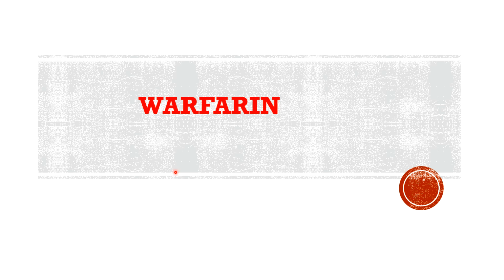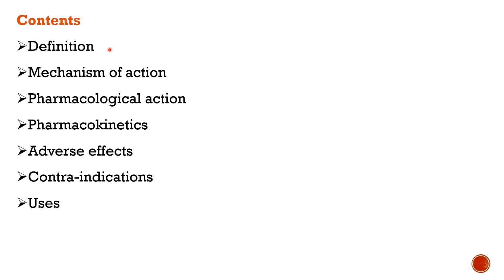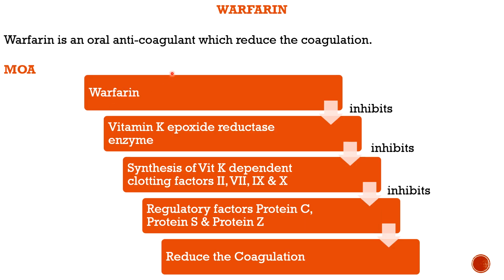Warfarin. Warfarin is an oral anticoagulant which is used to reduce the coagulation. Contents: definition, mechanism of action, pharmacological action, pharmacokinetics, adverse effects, contraindications and uses. Let me discuss in detail about warfarin. Warfarin is an oral anticoagulant which is used to reduce the coagulation.